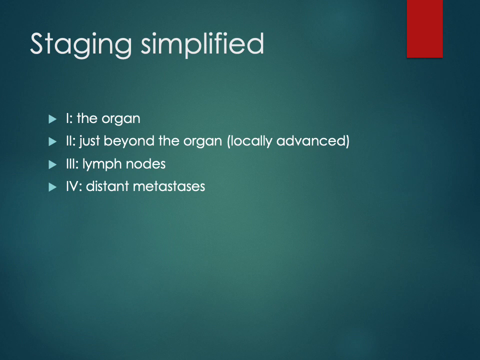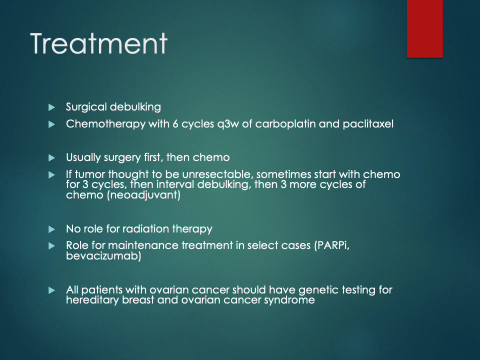So just to really simplify the staging, CREOG is not focusing on staging as much, I think, as they used to. And this applies pretty much to all the cancers we talk about today. Stage 1 is going to be the organ affected, so the ovary, the endometrium, the vulva. Stage 2 is going to be just beyond that organ, so what we would consider locally advanced. Stage 3 is going to be involving the regional lymph nodes, and stage 4 would be distant metastases. And that holds true for ovary.